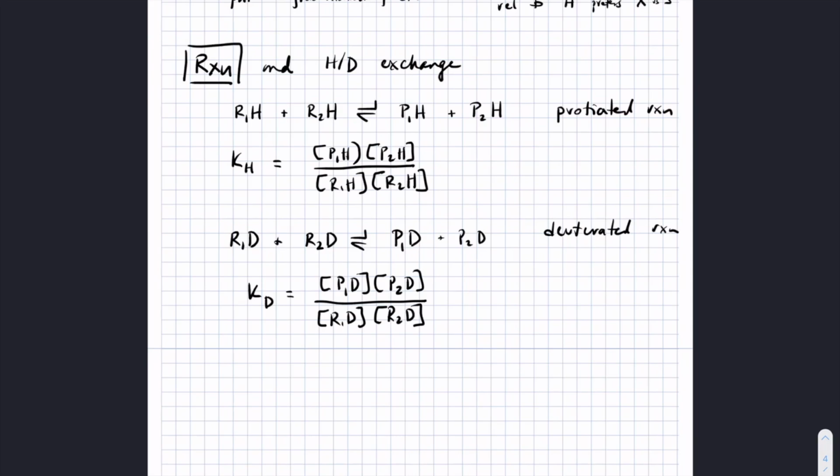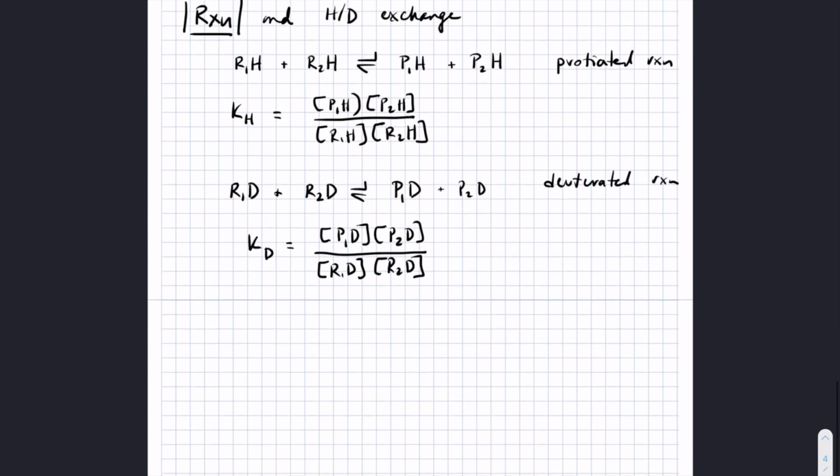Now imagine you do this experiment and you measure these two equilibrium constants, both in the protiated case and in the deuterated case. So what? What does that tell you? It turns out we can get some more information from the system if we use the following mathematical manipulations.